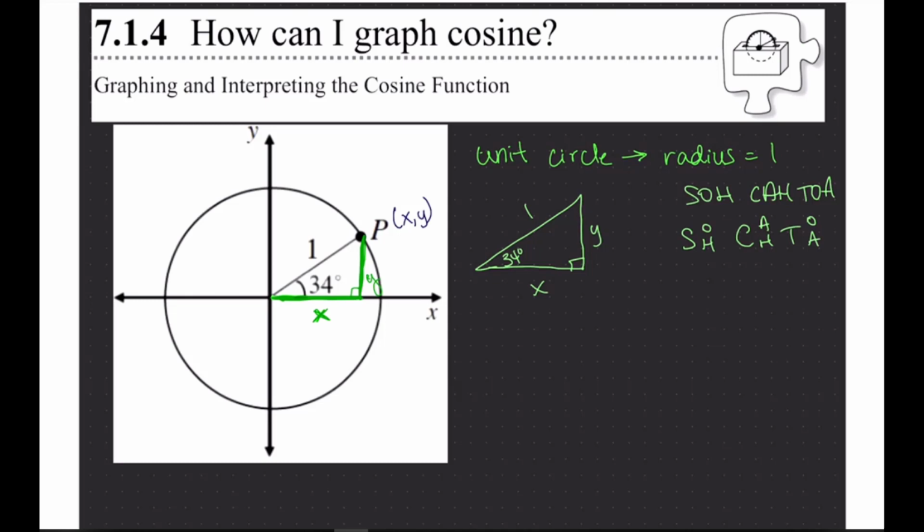So that SOHCAHTOA helps us because ultimately we're looking at angles and we're looking at sides. So when we have an angle and we have a side, that's when sine, cosine, or tangent is really going to come in handy.